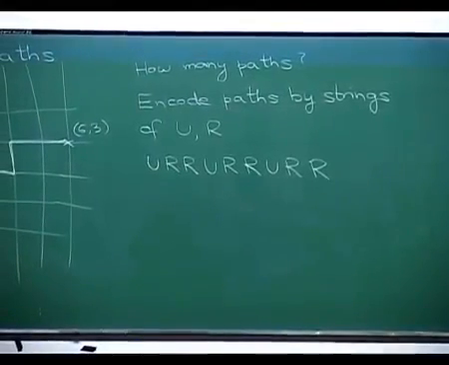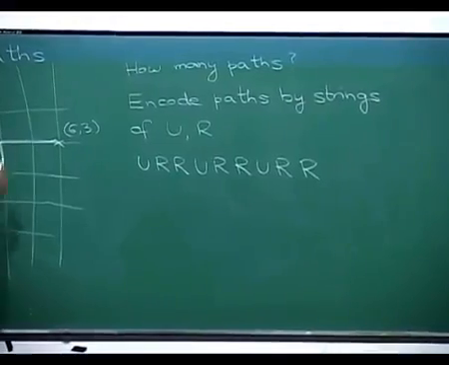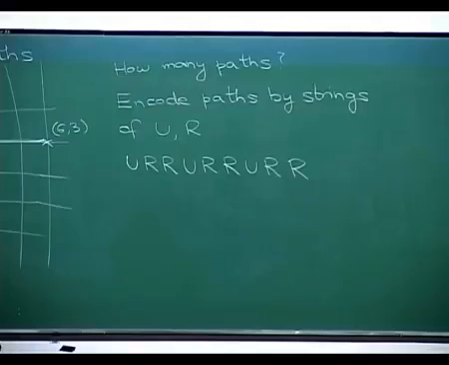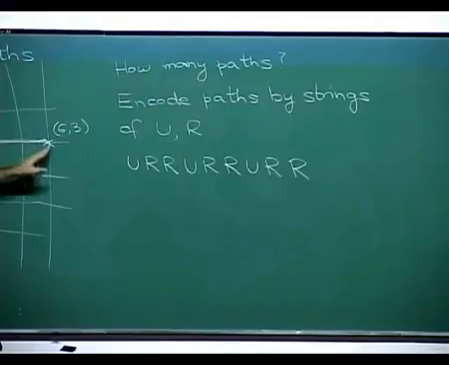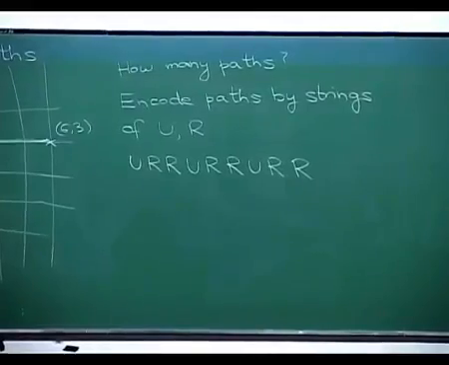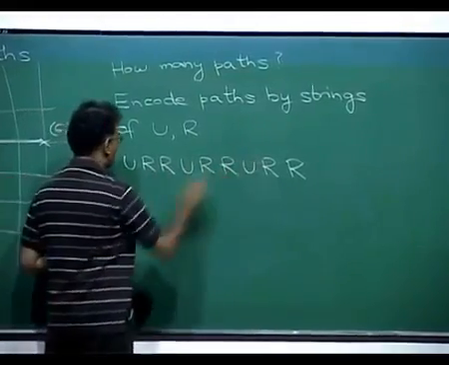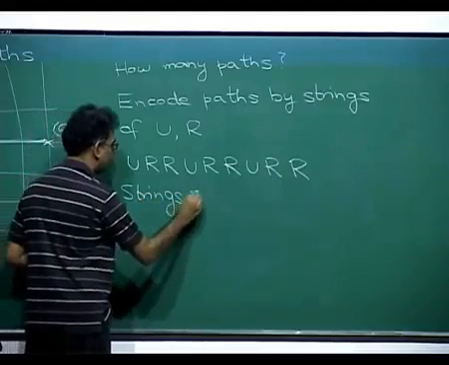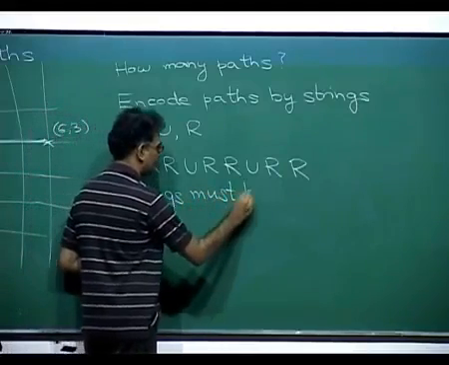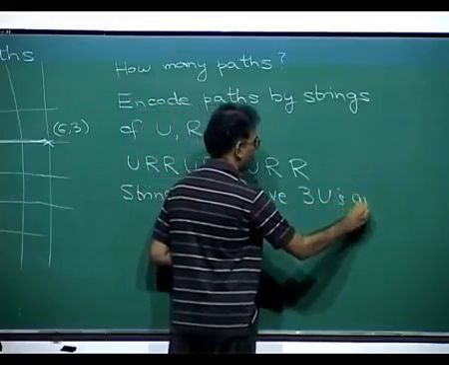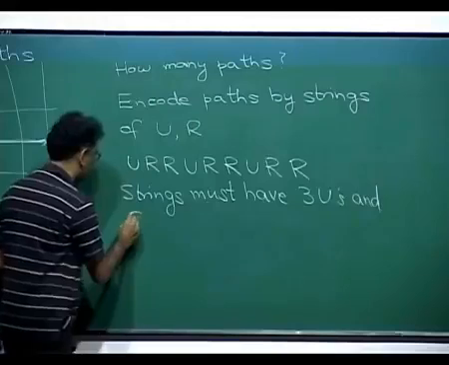Now we want to get from 0, 0 to 6, 3, which means to go from here to there, you'll have to go up 3 units and to the right 6 units. You'll have to do this in some fashion or the other. So all your strings must have 3 U's and 6 R's.